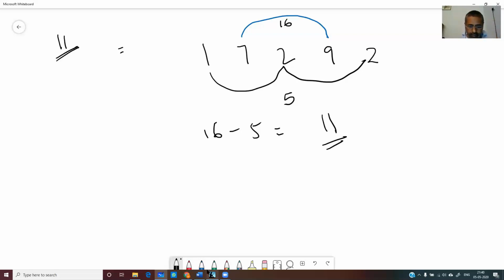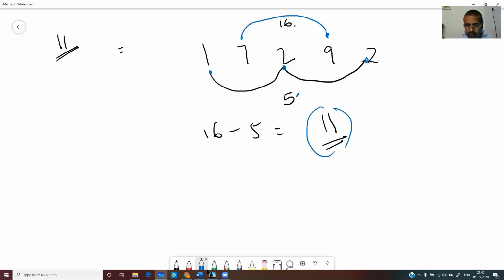You take all the digits in the odd positions and all the digits in the even positions. Find the sum. I've taken that here, 16 and 5. Find the difference, which is 11, or it could be 0 also.